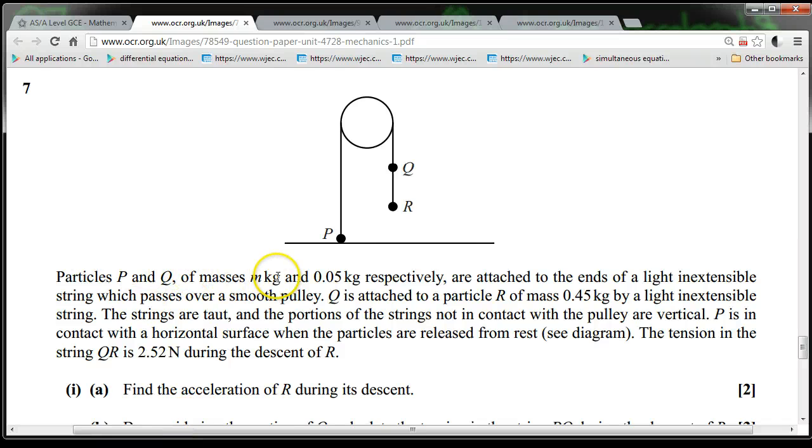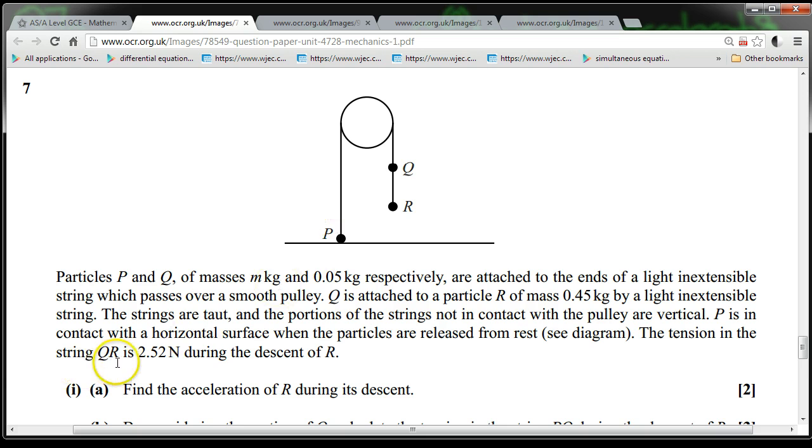Particles P and Q of masses m kilograms and 0.05 kilograms respectively are attached to the ends of a light inextensible string which passes over a smooth pulley. Q is attached to a particle R of mass 0.45 kilograms by a light inextensible string. The strings are taut and the portions of the strings not in contact with the pulley are vertical. P is in contact with the horizontal surface when the particles are released from rest.